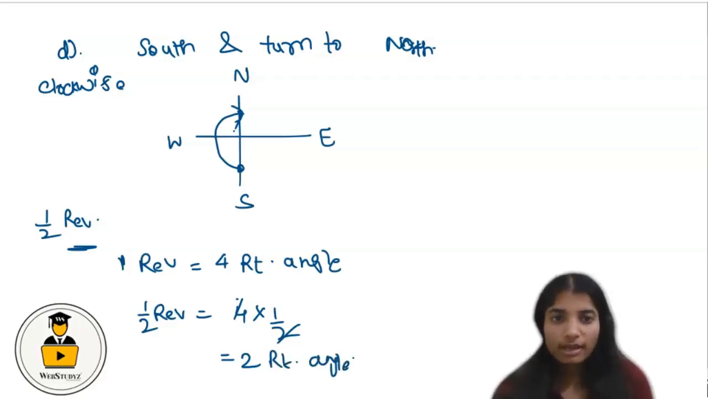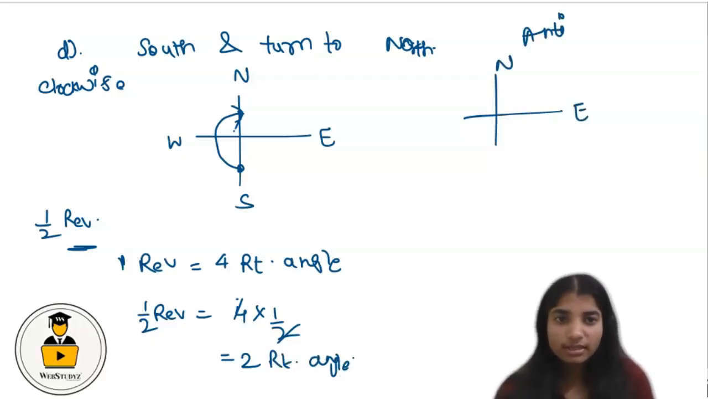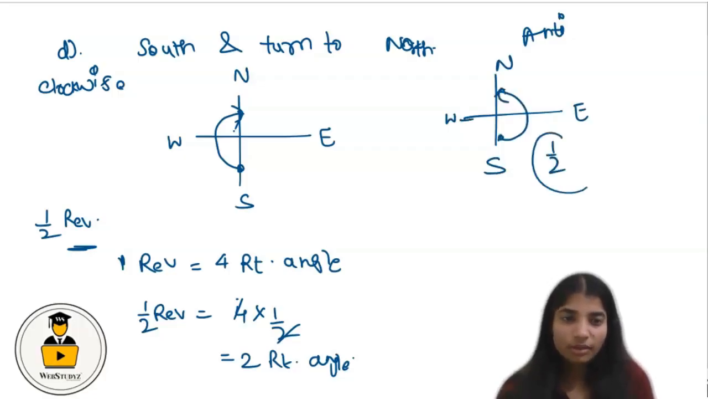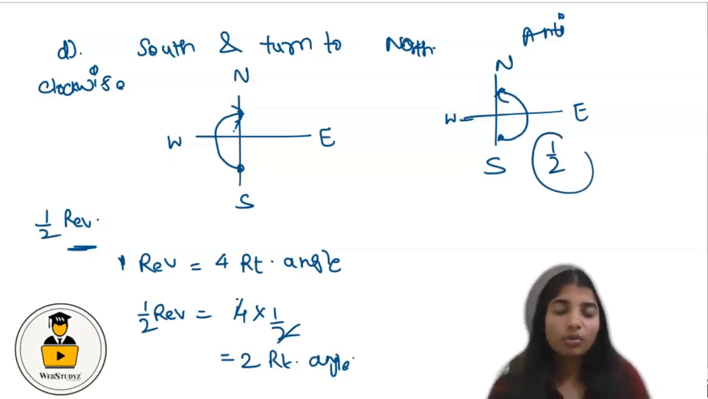This is through clockwise. Again, if we move anti-clockwise, this is north, east, south and this is west. From south to north in anti-clockwise, again it will cover half of this revolution. So in this case again, it doesn't matter whether we move clockwise or anti-clockwise, the answer is half a revolution, and half a revolution covers 2 right angles. So 2 right angles is the answer to the given question.